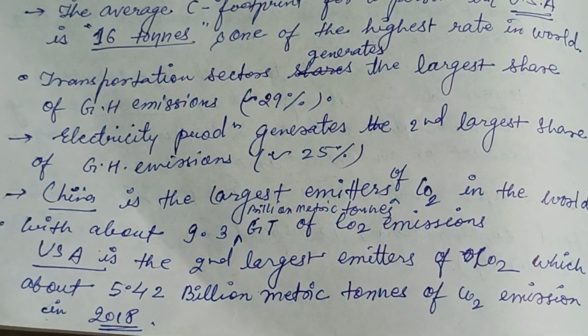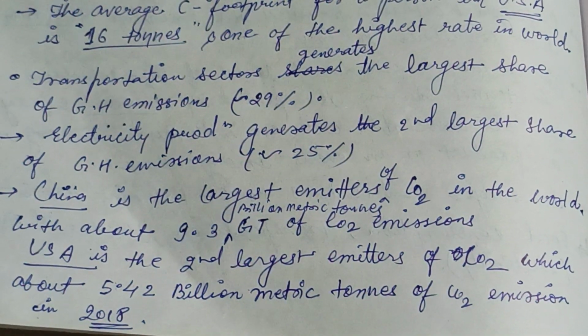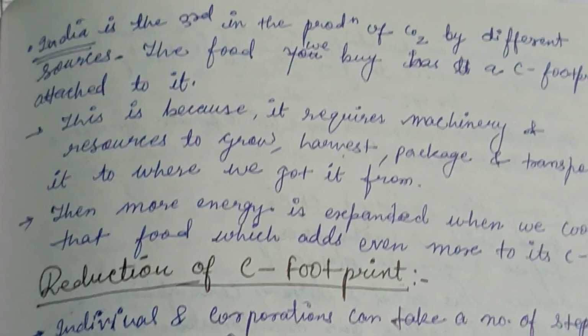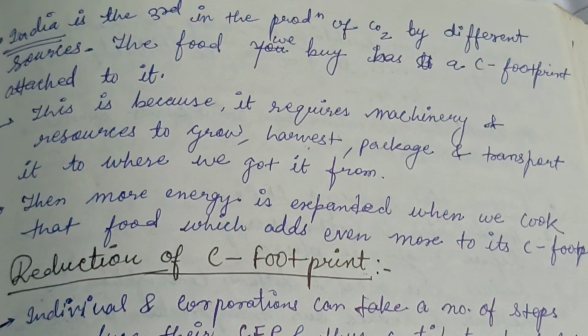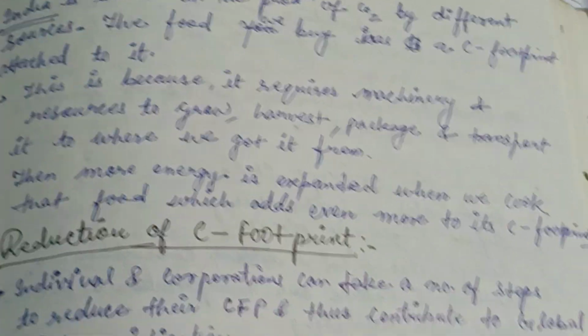and China is considered the largest emitter of CO2 in the world with about 9.3 billion metric tons of CO2 emission. And India got the third position in the production of CO2 by different sources. The food we buy has a carbon footprint attached to it.